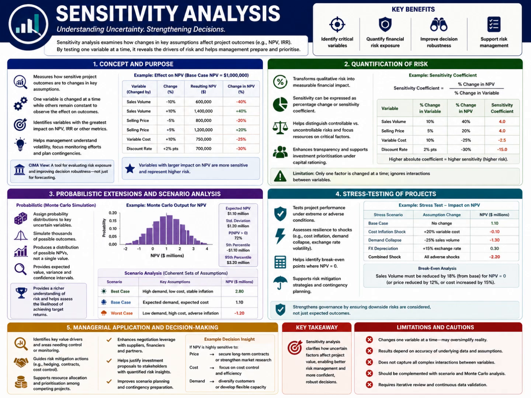Sensitivity analysis. Concept and purpose. Sensitivity analysis is a vital tool in project appraisal and decision-making, used to measure how sensitive a project's outcomes are to changes in key assumptions.